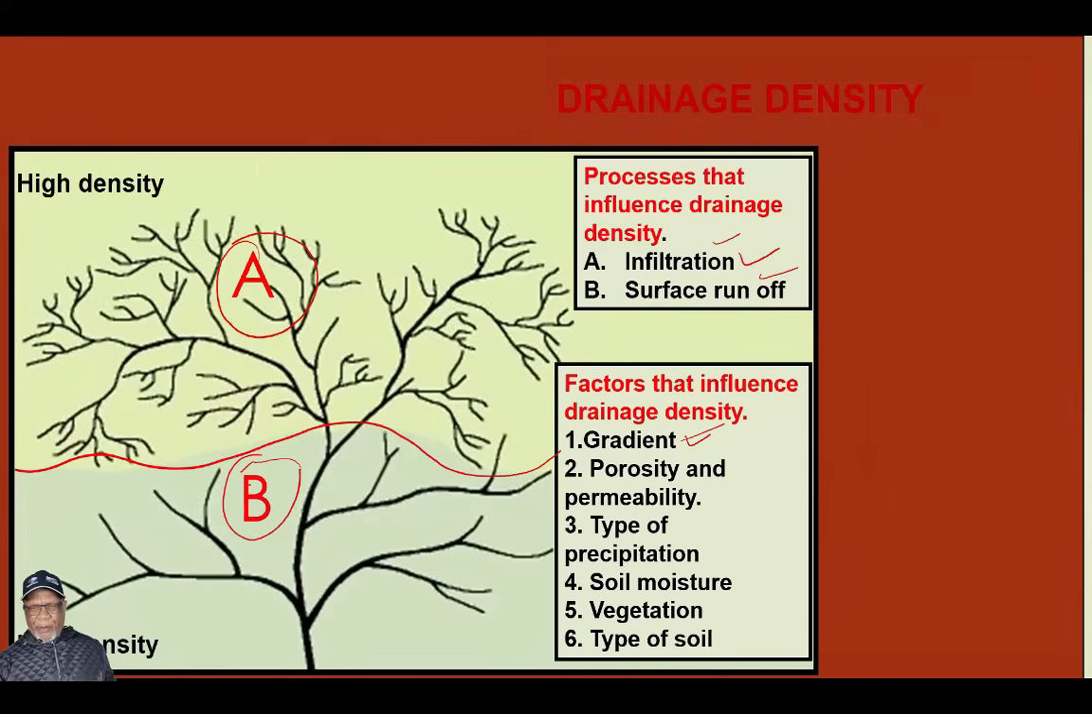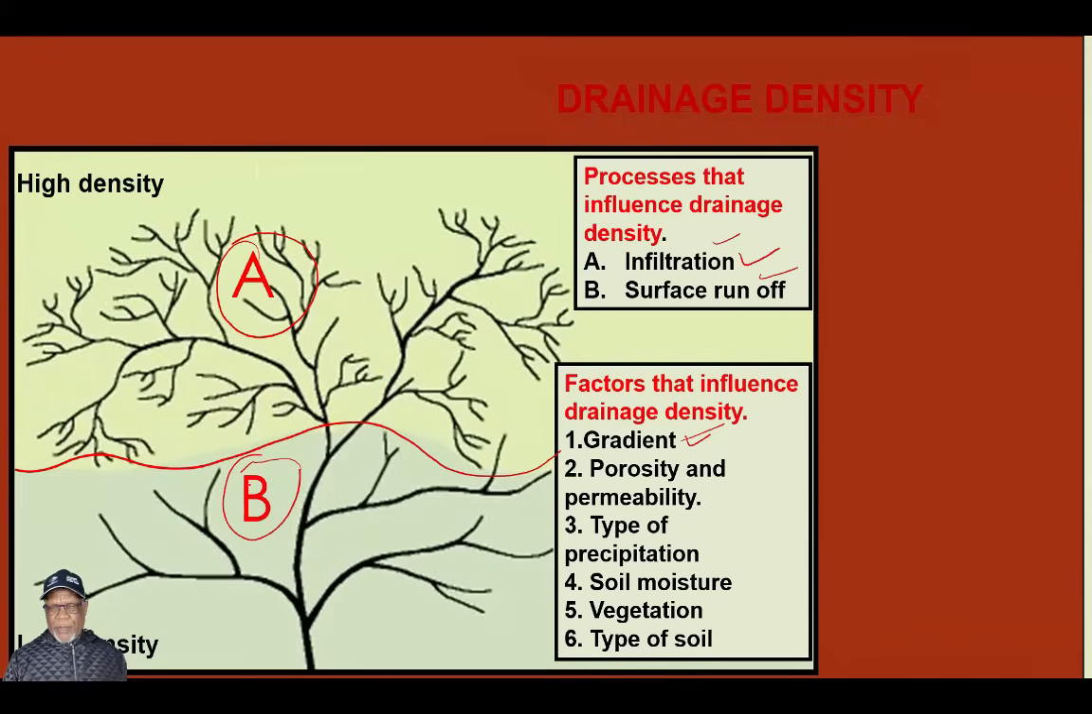Then we say type of precipitation. Now it means at A, there was heavy rainfall, which means that it rained quickly. There was not enough time for water to infiltrate. That is why we have high density. But at B, the rainfall was slow, soaking, more infiltration, and therefore less density. Because there is more infiltration and less surface runoff.